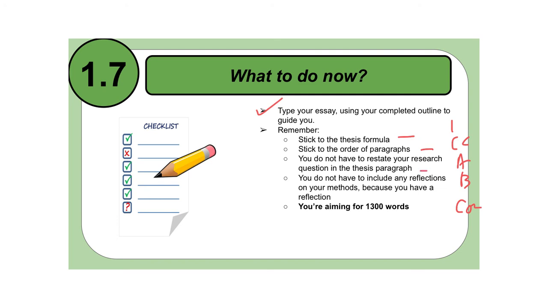You do not have to restate your research question in the thesis paragraph. In fact, do not do this because it's extra words that you are wasting, and your research question is going to be in part A anyway. And you do not have to include any reflections on your methods because that is where the reflection section is going, so don't do anything with that. This is literally just the essay part itself, the 5-paragraph essay. And lastly, you are aiming for 1,300 words. That is your word limit. You have 1,300 words in order to write this 5-paragraph essay.